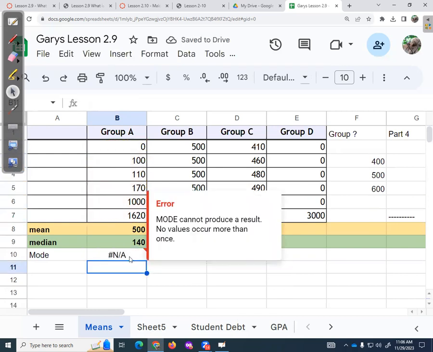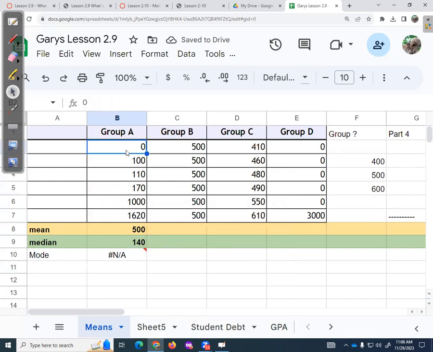And sometimes there isn't a mode. Mode is the most frequently occurring number. There are no repeated numbers in this list right here. So yeah, so that's what I was going to show next.